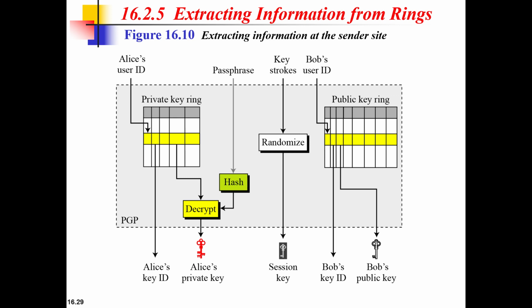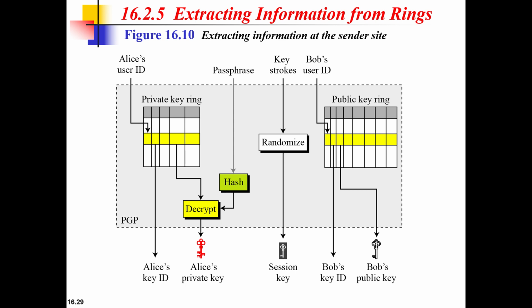The sender and the receiver each have two key rings, one private and one public. Now let us see how information needed for sending and receiving a message is extracted from these rings. First is the sender side. Assume that Alice is sending an email to Bob. Alice needs 5 pieces of information. They are: first, the key ID of the public key she is using. Second, her private key. Third, the session key. Fourth, Bob's public key ID. And fifth, Bob's public key.